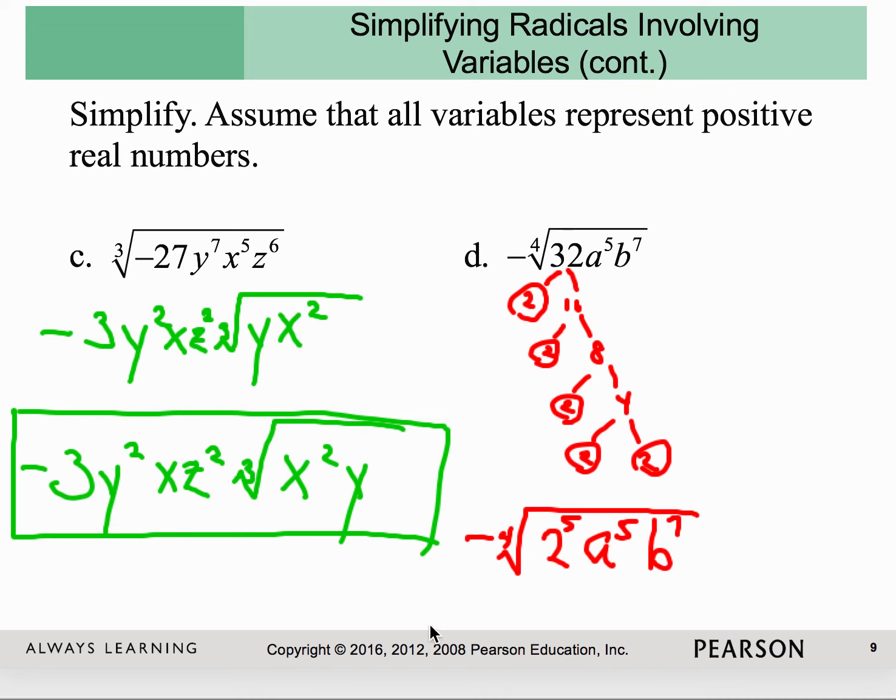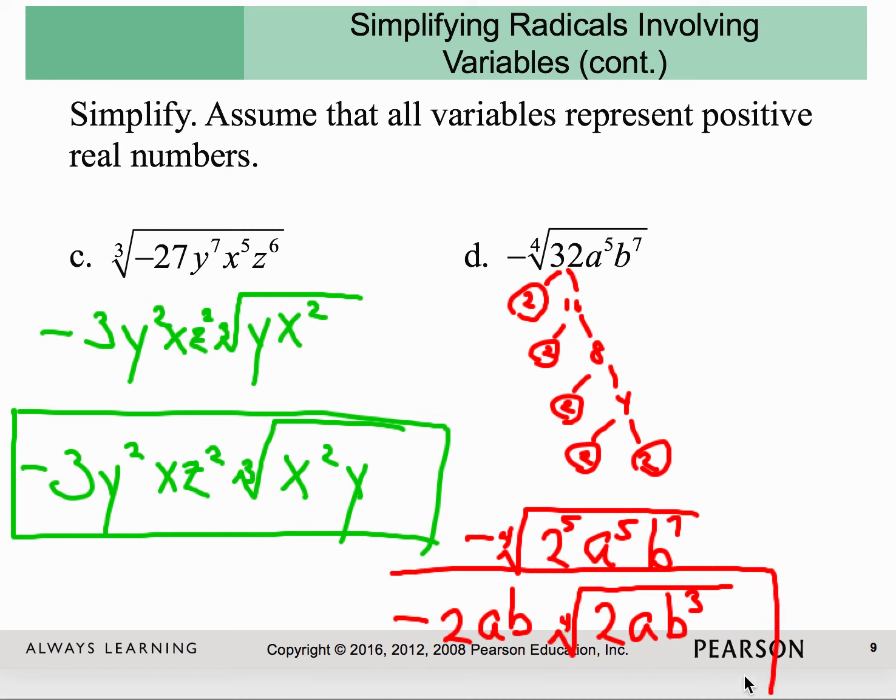4 goes into 5 1 time, so I can bring 1, 2 out. But there's 1 left over. 4 goes into 5 1 time with 1 left over. 4 goes into 7 1 time with 3 left over. Notice all exponents inside the radical are now smaller than the index.